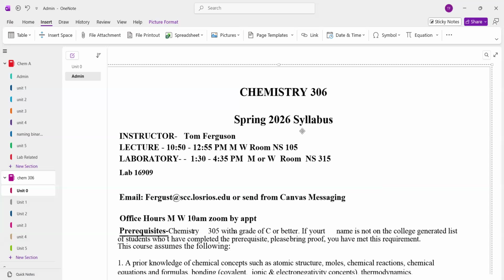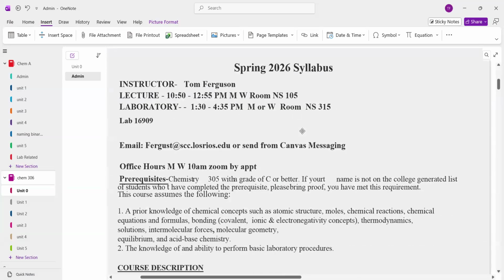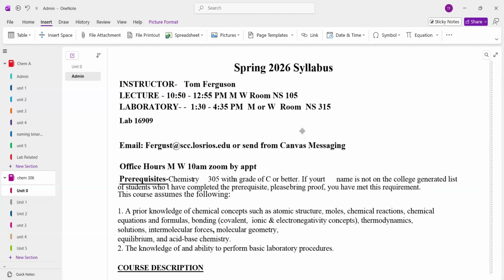There's two ways to get a hold of me. One is via Canvas, or the other is Outlook. For Outlook, my email address is Fergus T, and it's a standard Sac City domain. Of course, if you go through Canvas messaging, it'll go directly. You don't have to worry about my email address.